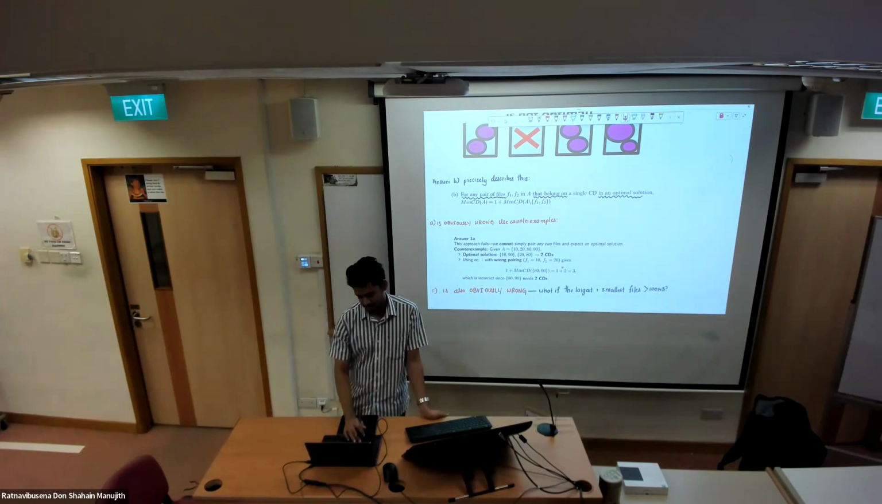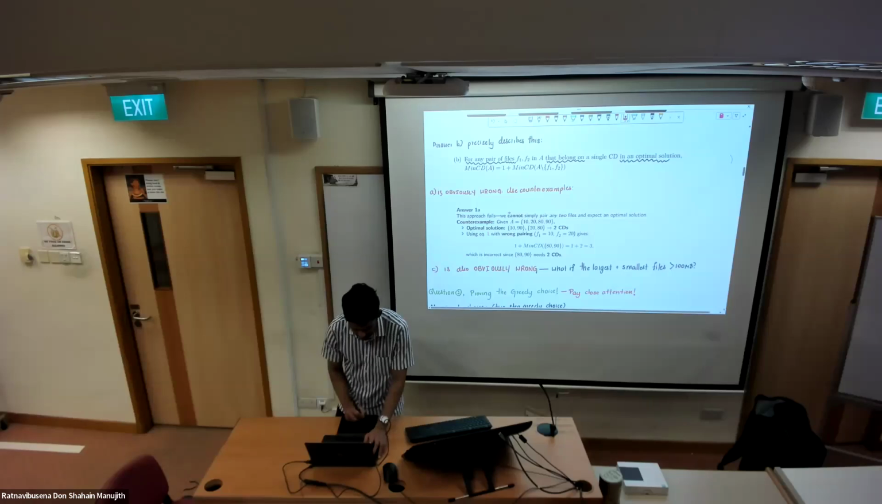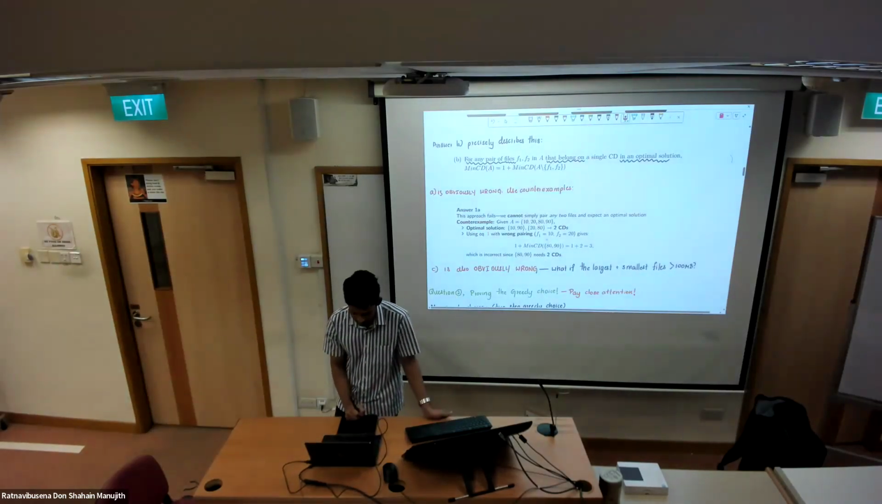So that's also wrong. But there you can also construct a counterexample where you don't actually violate the constraint, because here's a very simple example, right? If we have A as 10, 20, 80, 90, the optimal solution will be to pair 10 with 90 and 20 with 80. Okay, but suppose that we use this strategy, for any pair of files F1, F2 in A. So suppose we chose that strategy.